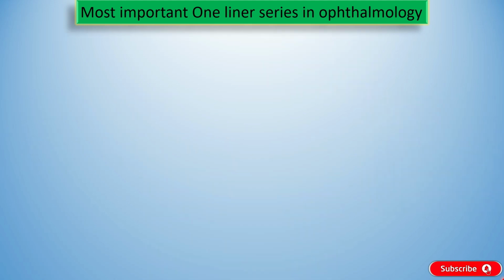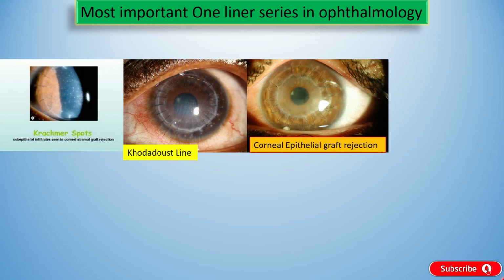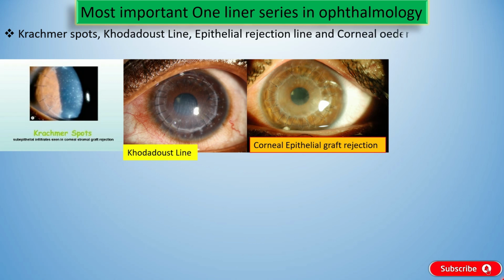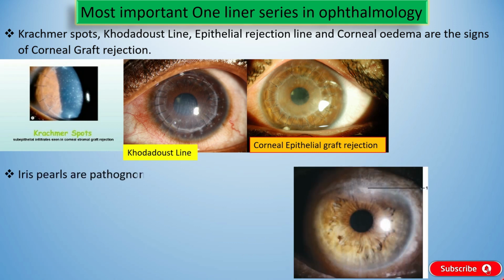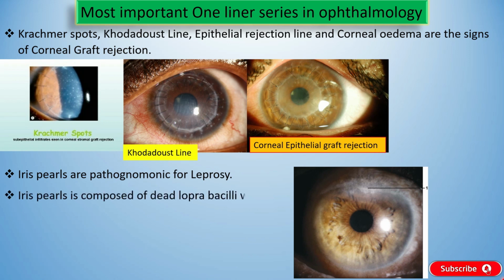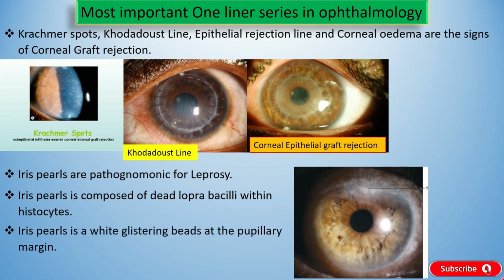Kretschmer spots, dust line, epithelial rejection line, and corneal edema are signs of corneal graft rejection. Iris pearls are pathognomonic for leprosy. Iris pearls are composed of dead lepra bacilli within histiocytes. Iris pearls are white glistening beads at the pupillary margin. You can see in the picture.